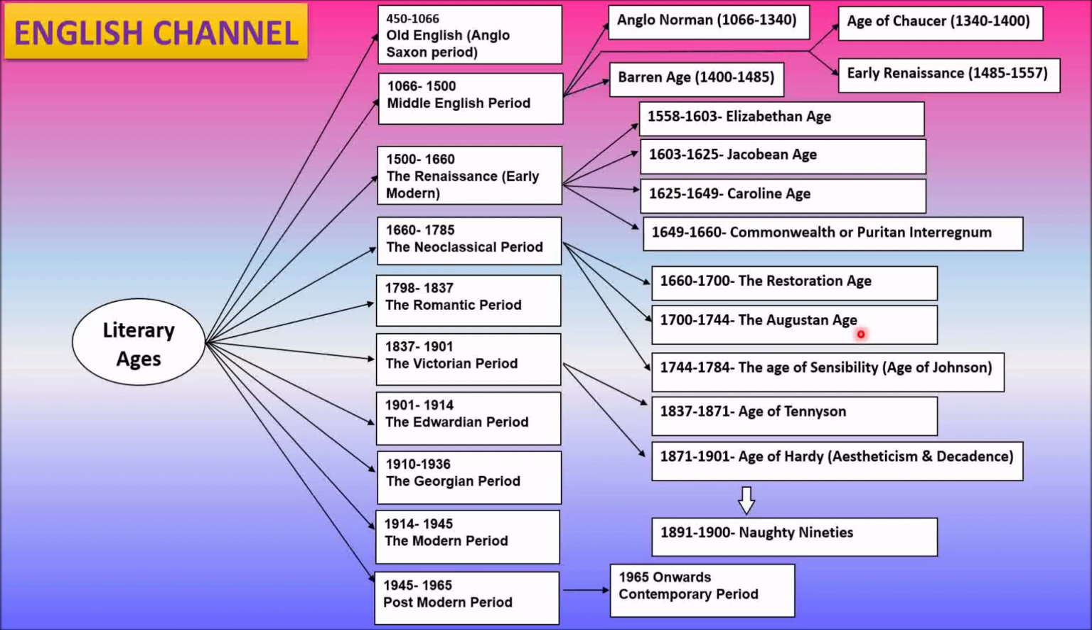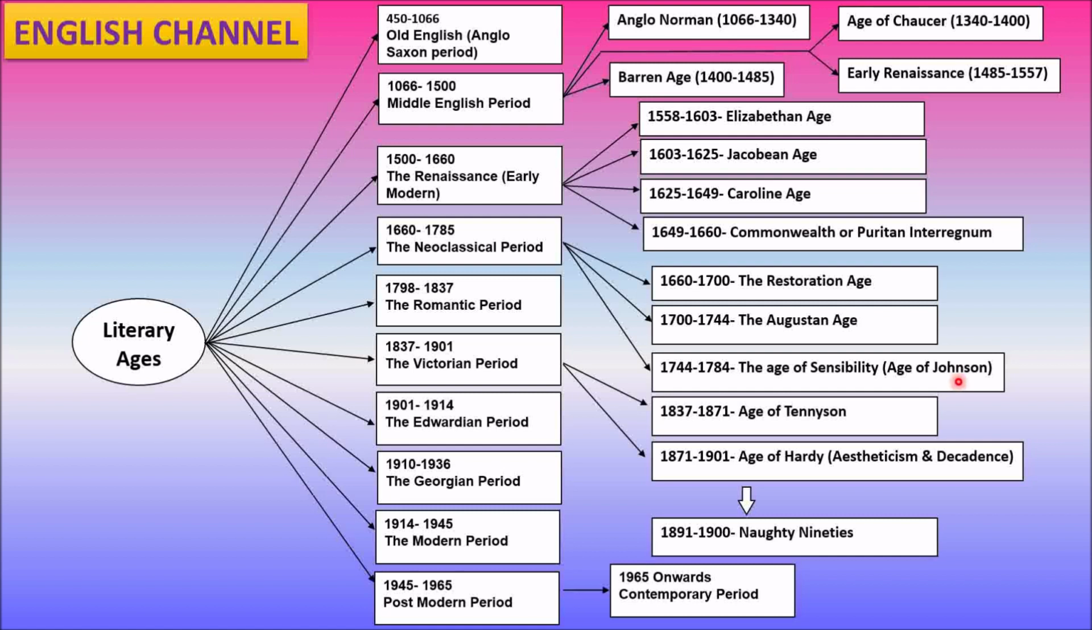So the next one, 1744 to 1784, the age of sensibility, also called the age of Johnson, the great Dr. Johnson. The first English dictionary, 1755. Remember this, friends? The first English dictionary came in 1755 by Dr. Johnson. Rasselas, the Prince of Abyssinia. Rasselas is the work written by Dr. Johnson to pay the debt of his mother's funeral.